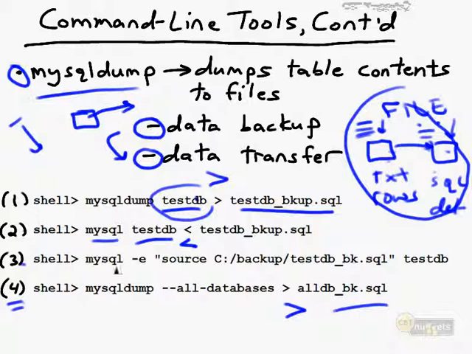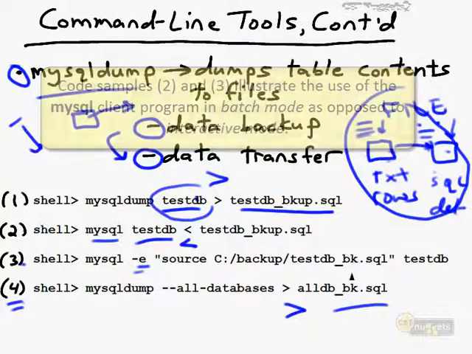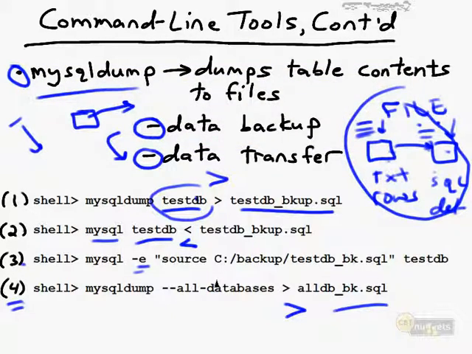Or alternatively, you can use the source command either from within MySQL, or as you see here, the -e switch at the MySQL command prompt when you're launching the MySQL client program enables you to load a script file directly without actually logging into MySQL and mucking around within it. So this is going to go out on a Windows system and grab this backup file and apply it to a target database named testDB.